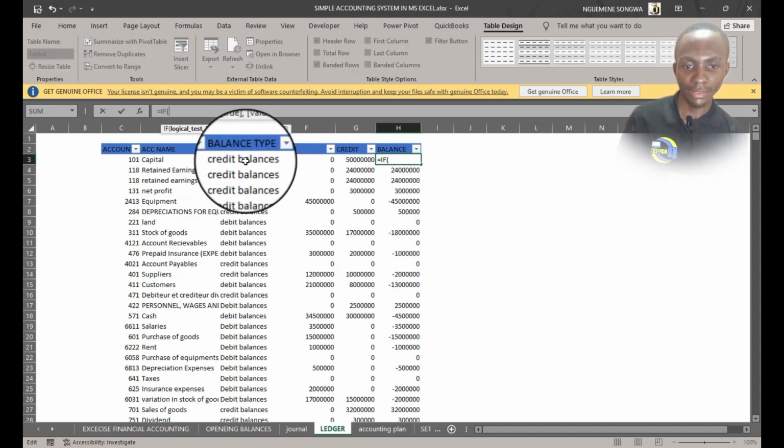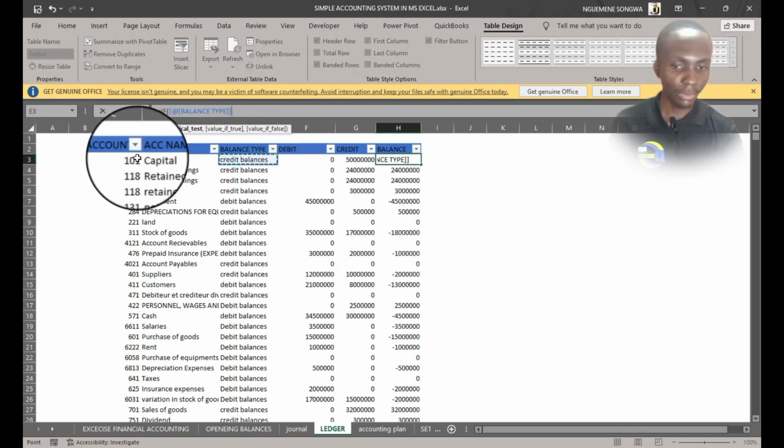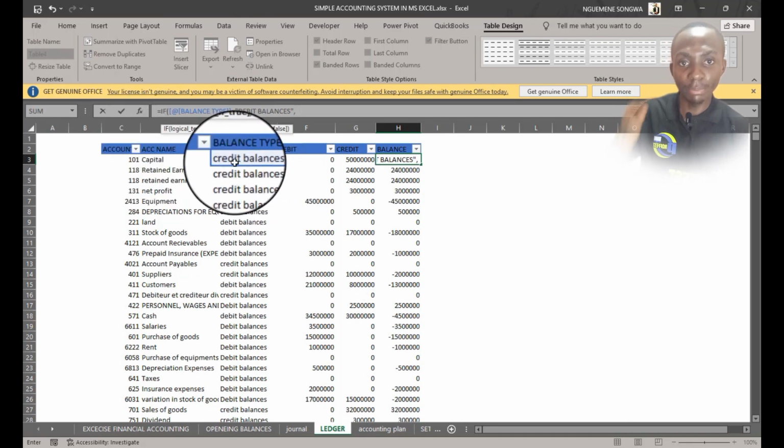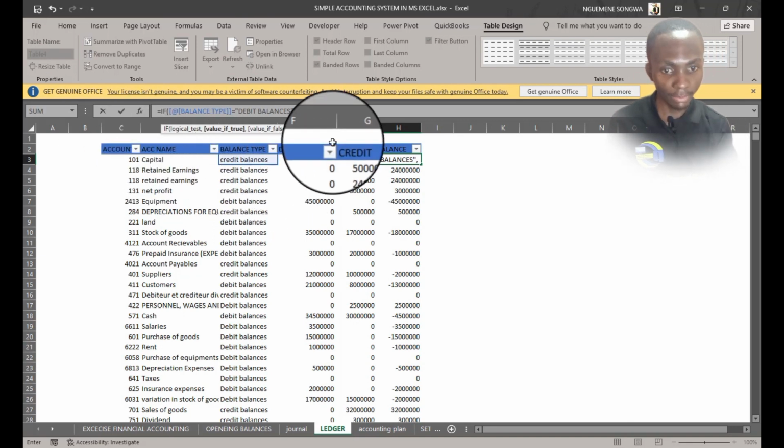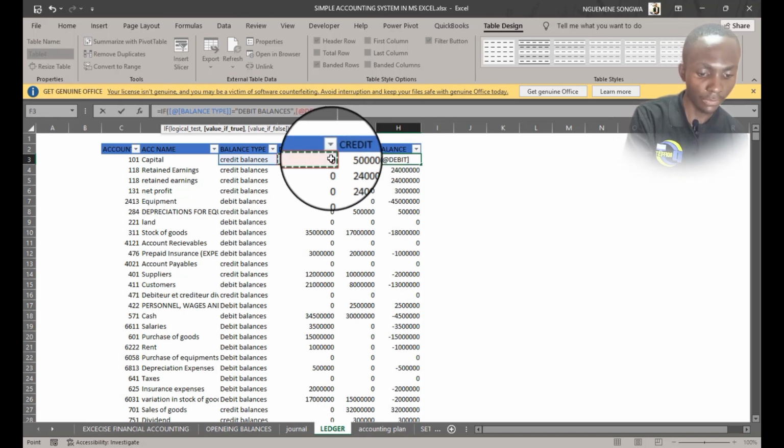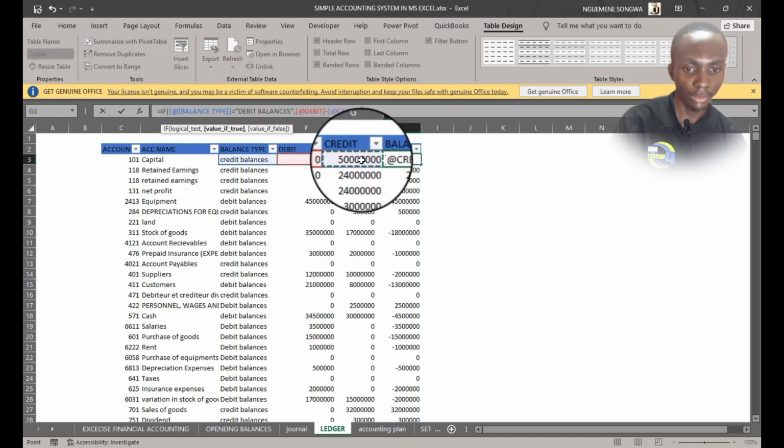So instead of it being like this, I will say equals if the balance type is equal to the credit balance, for example, or I can start with debit balance. If it's equal to, I'll put in quotes debit balances, because that's how I wrote it. If the type is debit balance, then it should do debit minus credit. So the value if true is the debit side minus the credit side.